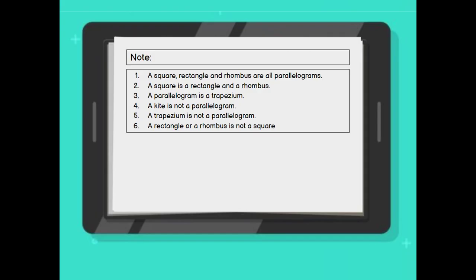A rectangle or a rhombus is not a square. Square is a rectangle and a rhombus. Why? Because it has both the rules. But rectangle and rhombus are not a square. Why? Because rectangle doesn't have all the sides equal and rhombus doesn't have all the angles as 90 degrees.